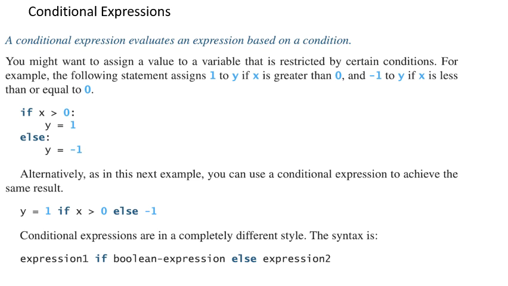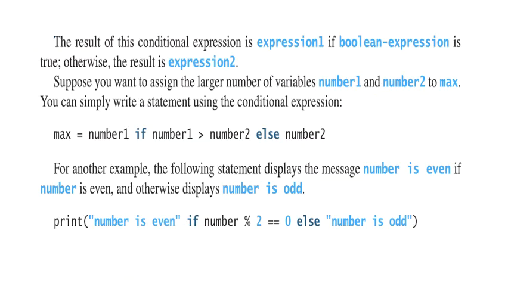So that is the reason: y is equal to 1 if x is greater than 0. If x is not greater than 0, then the else part, the -1, will be executed. The result of this conditional expression is expression 1 if the Boolean expression is true, otherwise the result is expression 2.